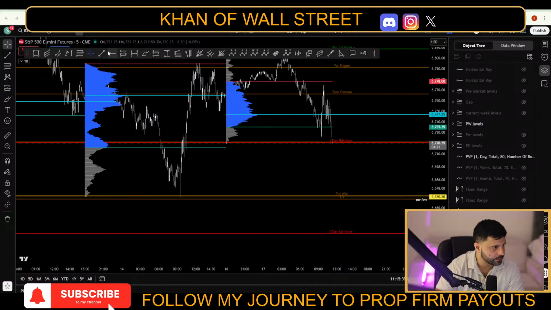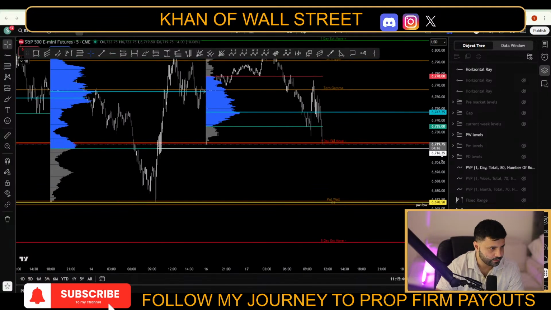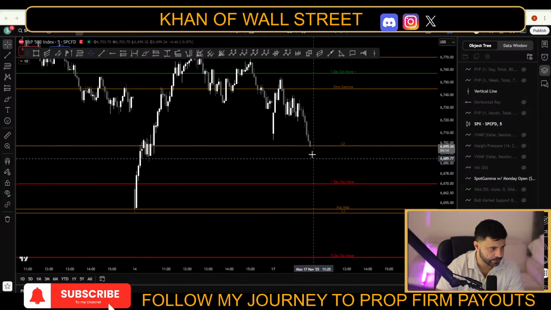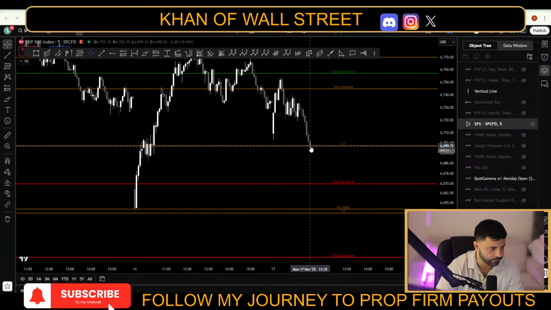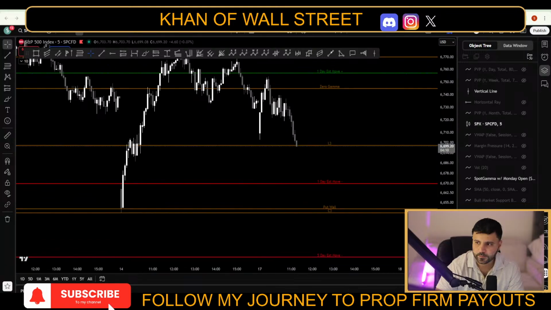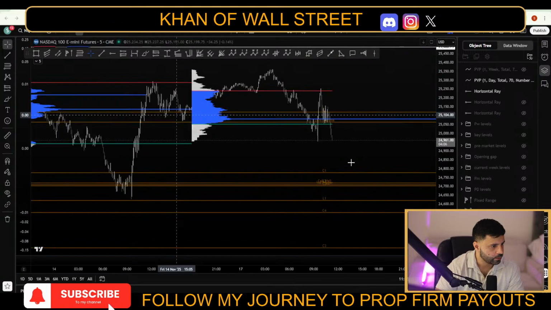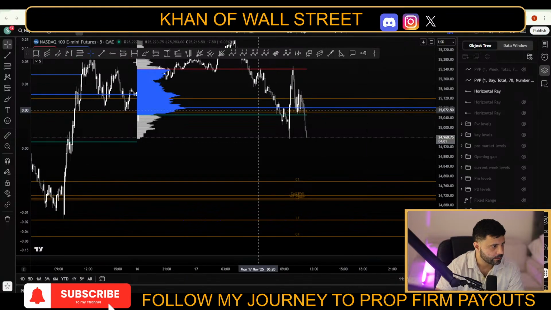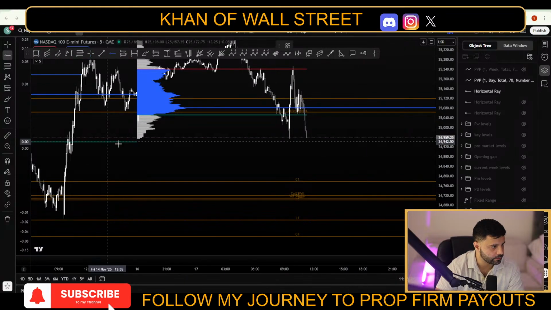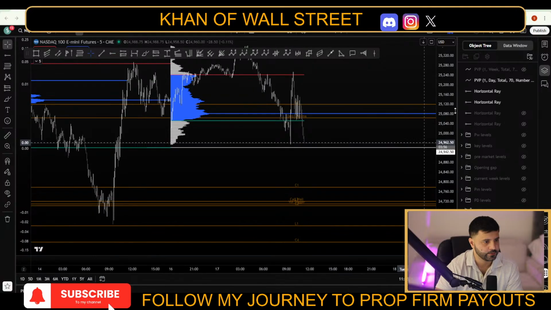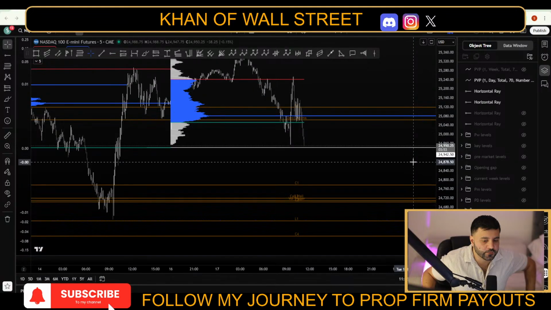ES coming into previous day value area low, and SPX coming into 6,700 now, and NQ about to take out the low. So watch for a reversal. Also NQ is lining up with the value area low here, previous day. So you can see all indexes are starting to reach some support at the same level.